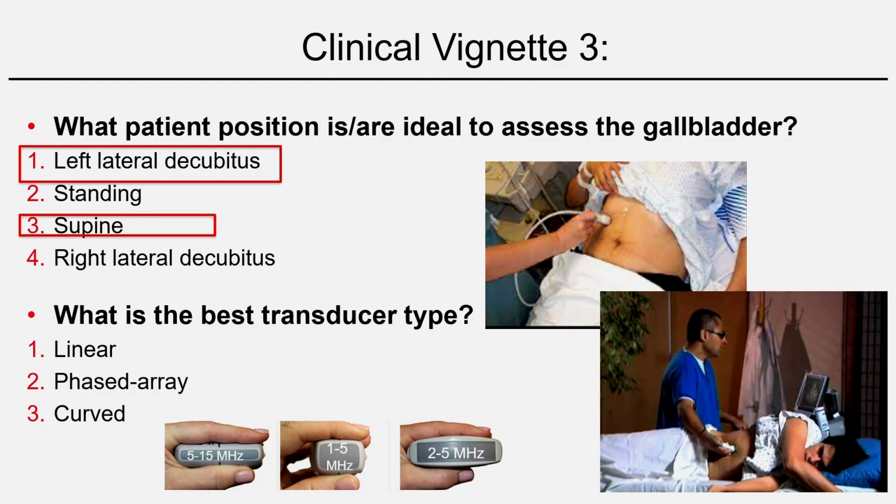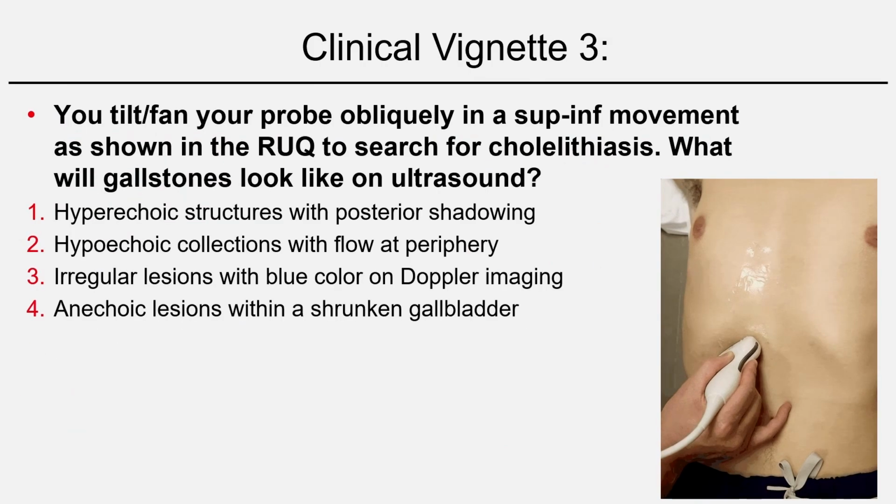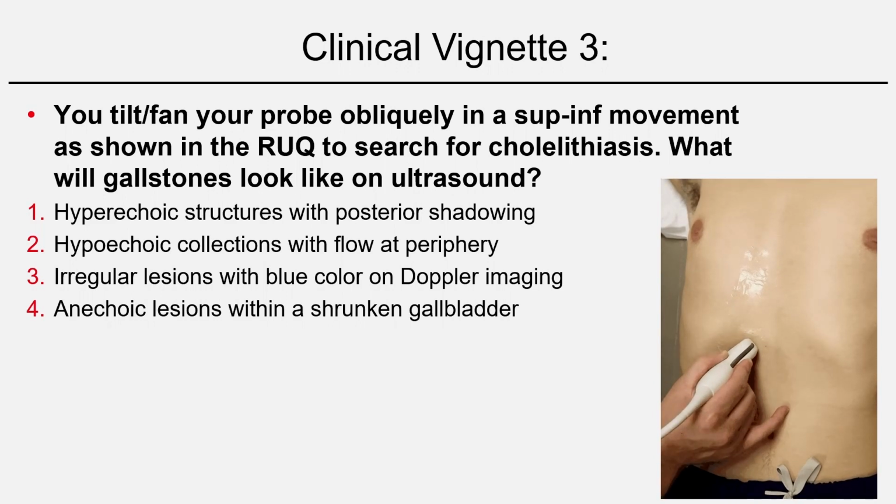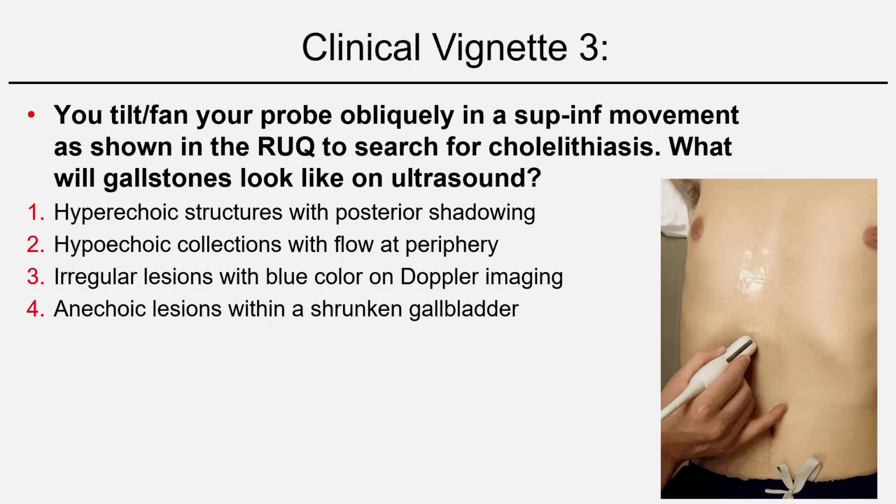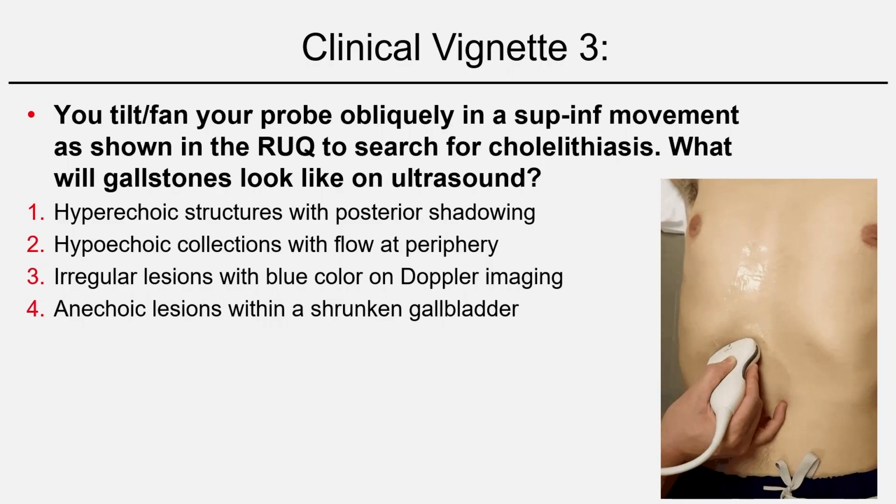If you said that you're going to use the left lateral decubitus and supine, you're absolutely right. There are 2 right answers here. When you don't see the gallbladder, sometimes you can flip it out of the gallbladder fossa by putting them into a decubitus position. Remember that as you practice. And what is the best transducer? Again, intra-abdominal transducer. You're going to go with the low frequency curved transducer that gives you the best depth and breadth of view. You start tilting and fanning your probe along the long axis in an oblique fashion in the superior-inferior movement, as shown up here in the right upper quadrant, looking for gallstones.